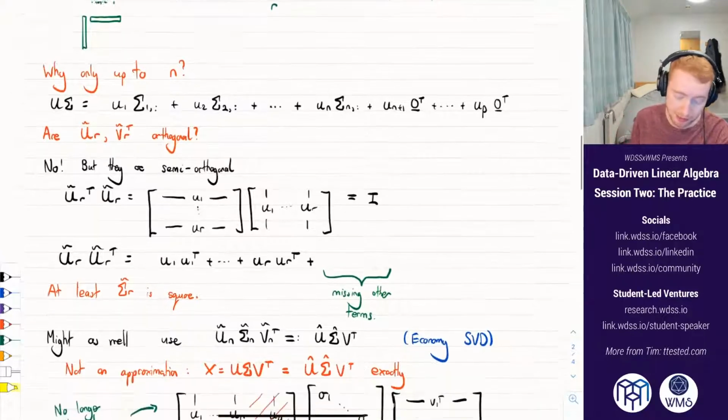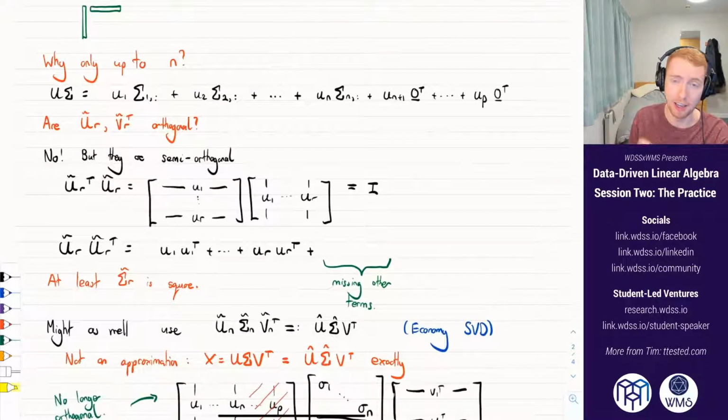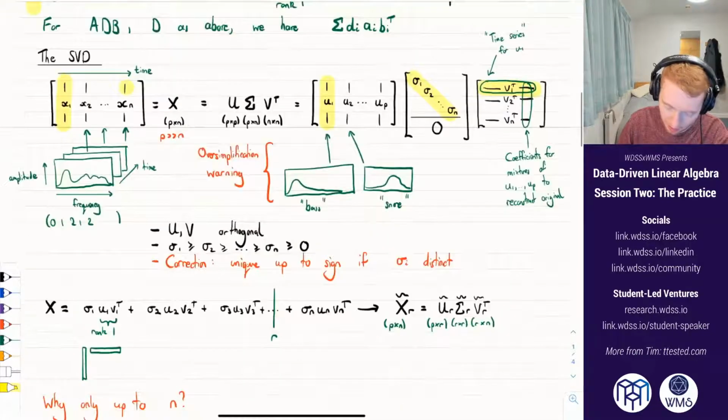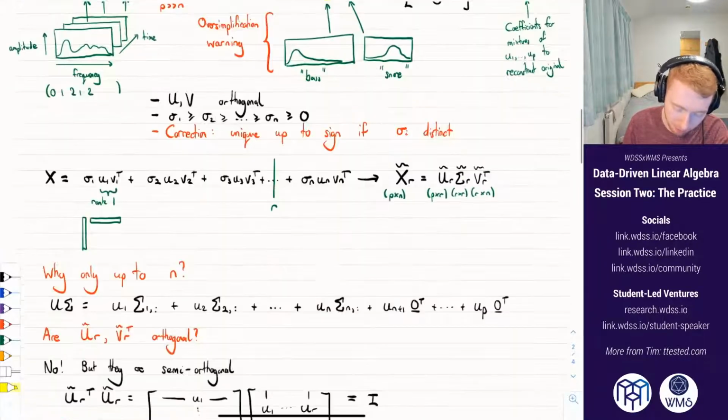But the good news is, at least sigma r tilde is now square, because before it was a p by n matrix, but at least now it's square because we truncated it to r by r. So that's good.